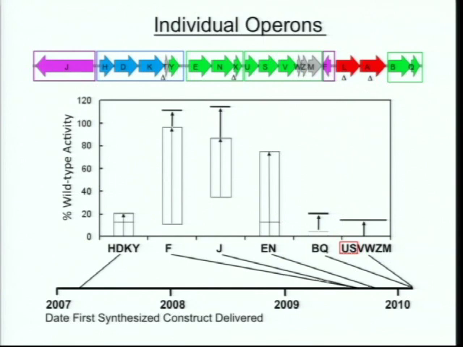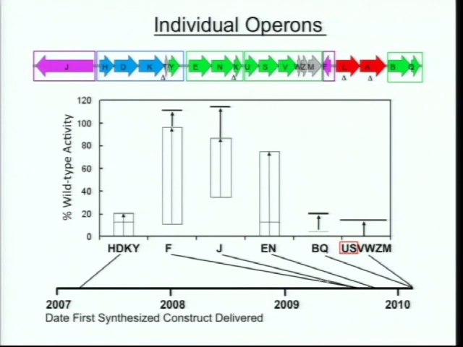And what this is showing is that for each gene or set of genes in the full cluster, the way to read this graph is the bottom line is where we started with the first construct that we got from DNA 2.0. This tells us where we were at a previous talk, and then this tells us kind of where we are now. So you can kind of see the steps that had to go. And so with HDKY, they sent us a non-functional operon, and then we had to optimize it. We're up to about 20%.